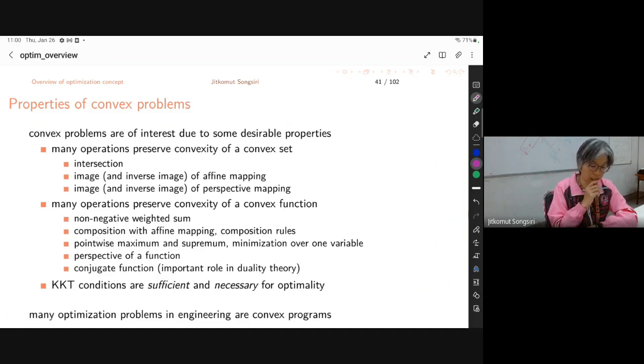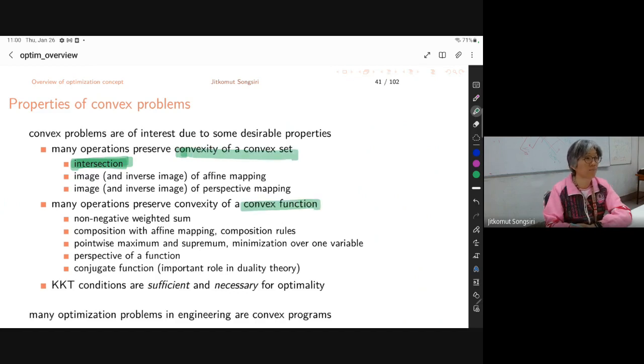Here I want to highlight some of them. When we talk about a convex set, if you have an intersection of many convex sets, the intersection is also convex. We'll talk about operations that preserve convexity of a set or convexity of a convex function. For now, it's okay to learn that the intersection of convex sets is a convex set.